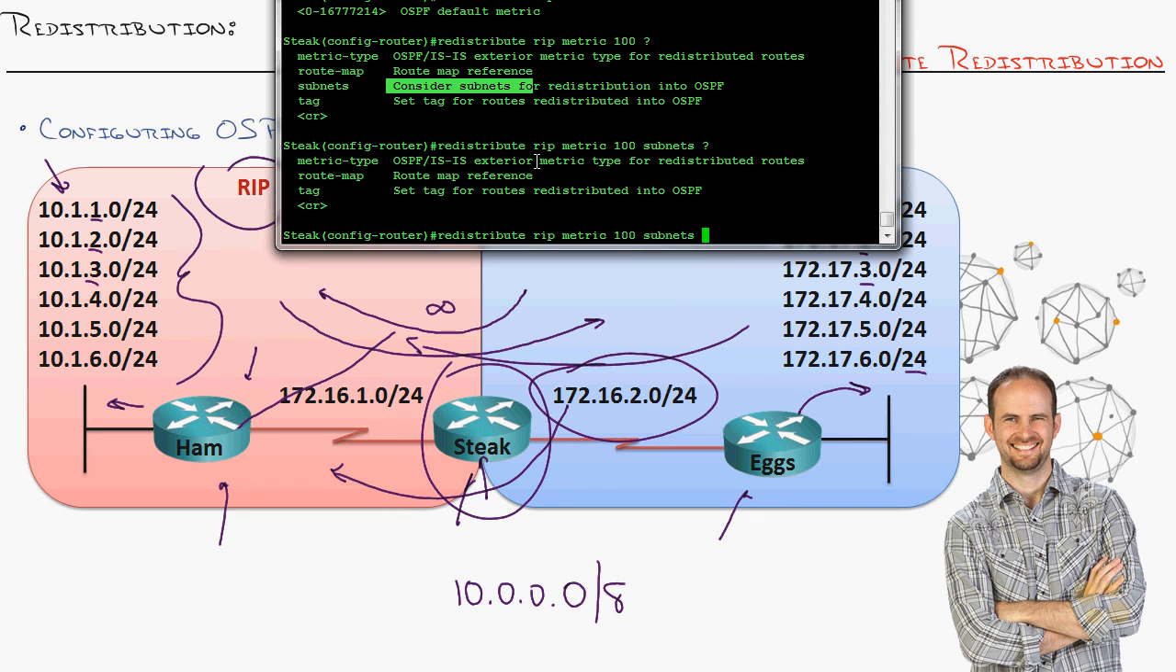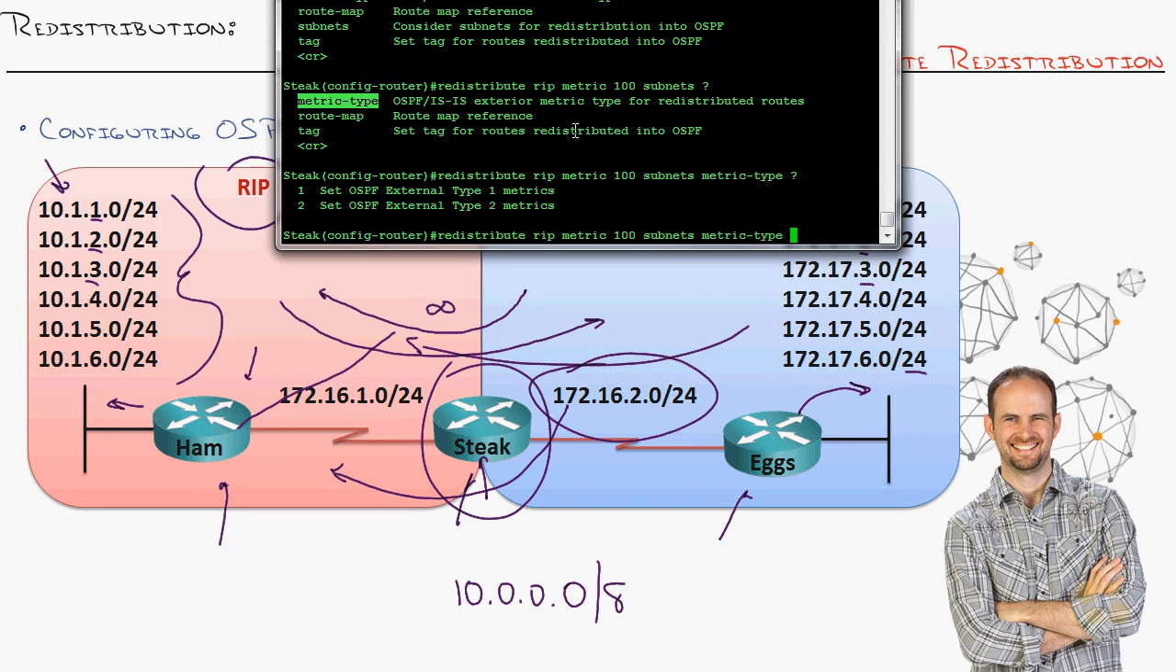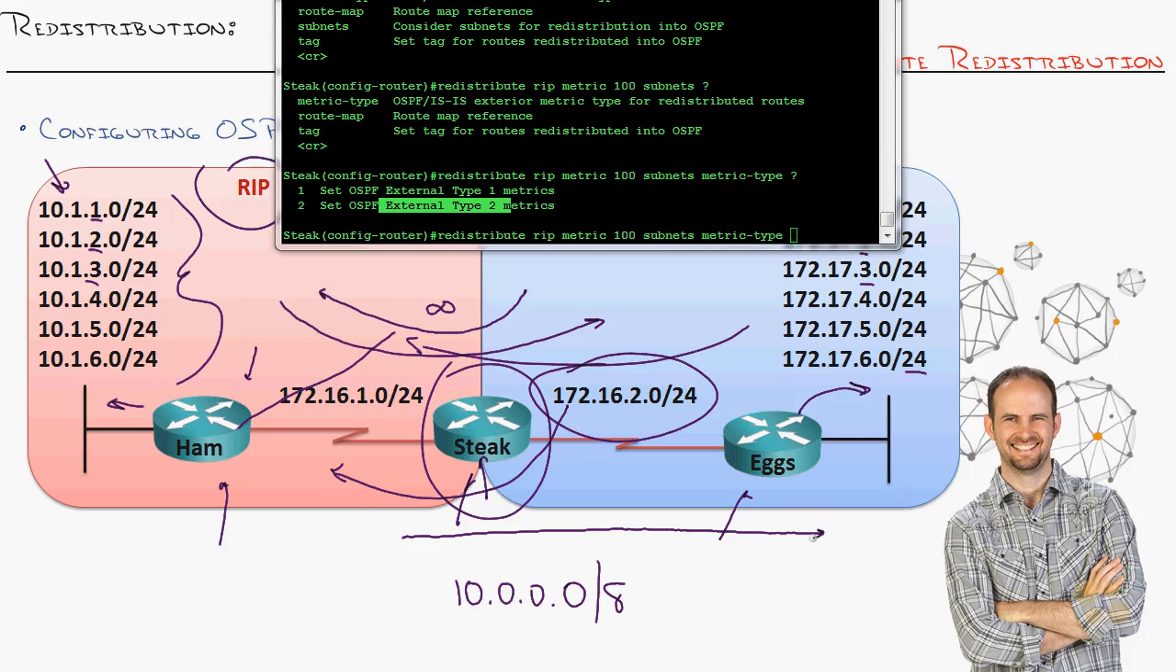Also notice we have an option of metric type. Every single time I forget this, I always have to look it up. Metric type is going to be E2 or E1. So E2 is the default. If you just press enter without specifying a metric type, it will use E2, and what that means is it will not increment the metric as the redistributed networks pass through the network.